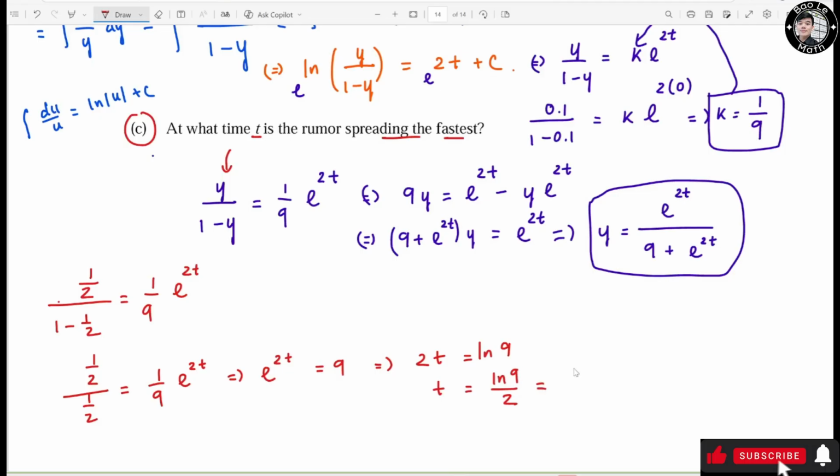But ln 9 is going to be ln 3 squared over 2. We can bring the 2 to the front. So it's going to be 2 ln 3 over 2. It's going to be ln 3. This one is the final answer.